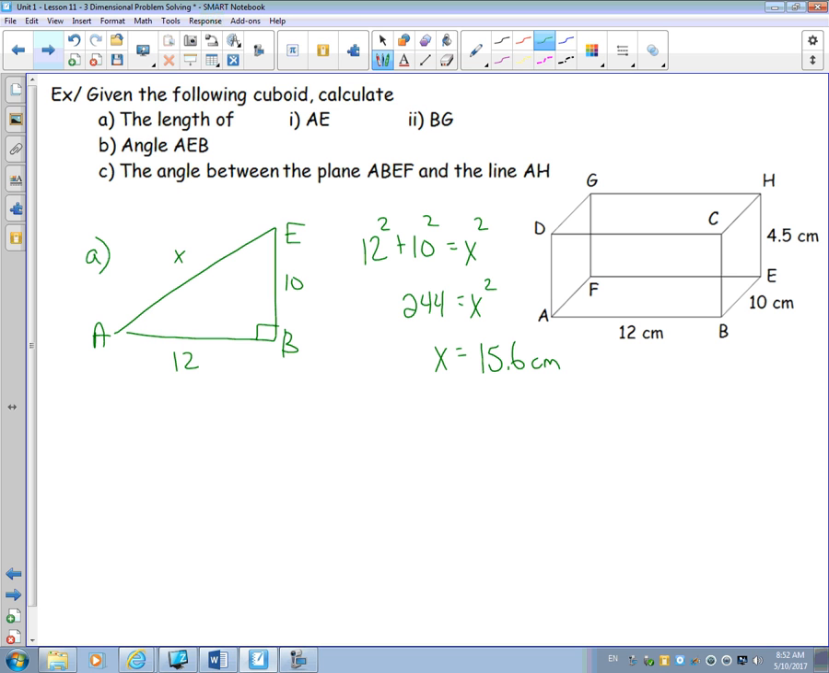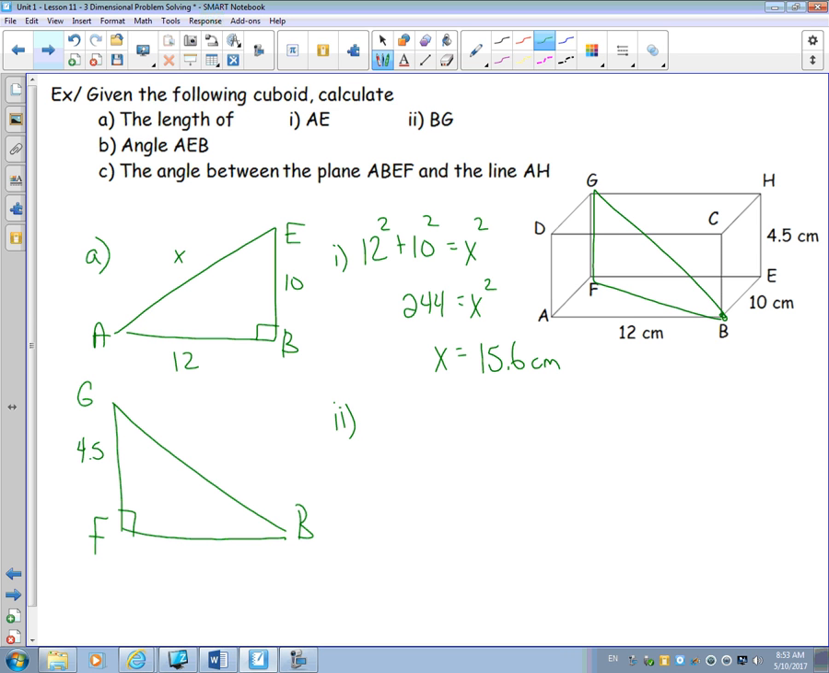Okay, that was part one. Let's do part two. B to G. Where is B to G? B to G in this diagram goes from here up to the corner. Well, there's a triangle. So what do I got? I'm going to redraw this one. I got B, I got F, and I got G. What do I know? I know F to G is 4.5 for sure. It's the height of that thing.